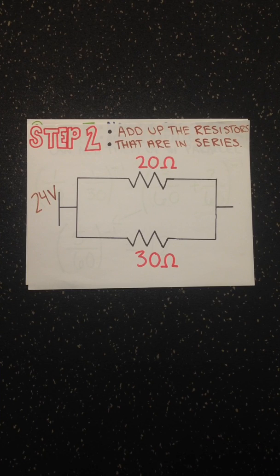The next step is to add the two resistors in series up with each other. Since they are in series, we can easily add the 5 plus 15, which is 20.